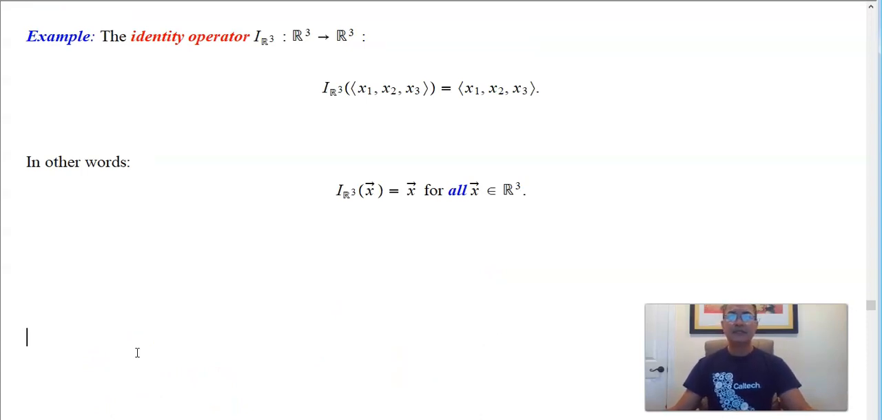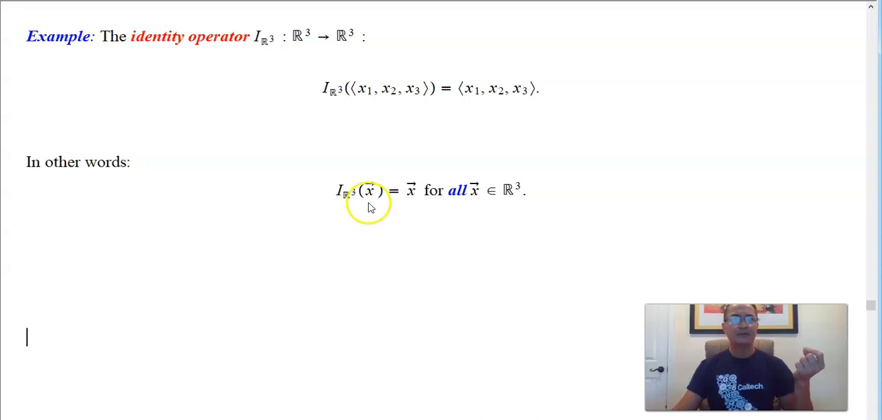Okay, this next example is also easy, but maybe trivial is not the right word for it. I started the video by saying that when you think of the word transformation, you think of changing something. Well, here is a function that takes an input vector from R3, x1, x2, x3, and doesn't do anything. The output is exactly the same as the input. So that's why it's called the identity. The identity operator just means that the domain and the codomain are exactly the same, and the output is exactly the same as the input.